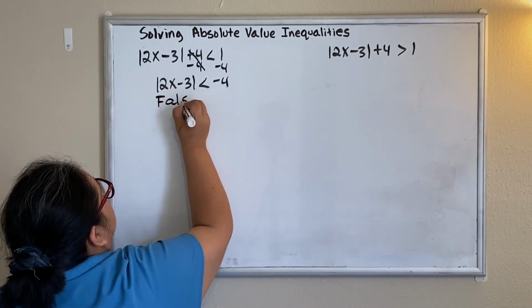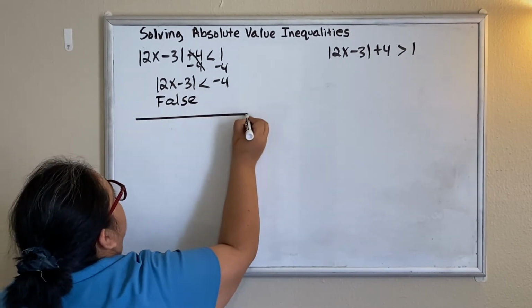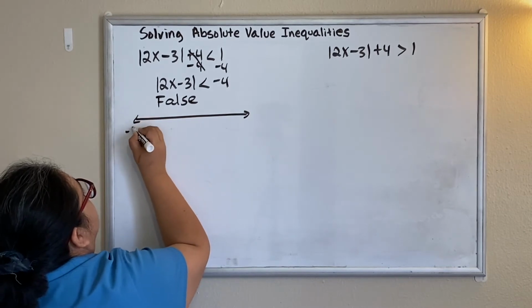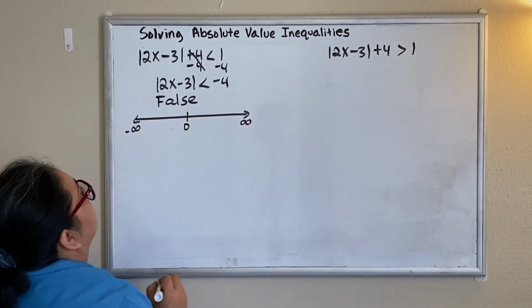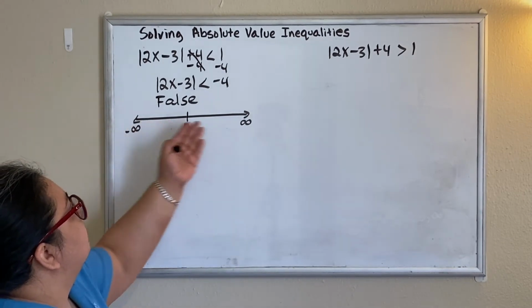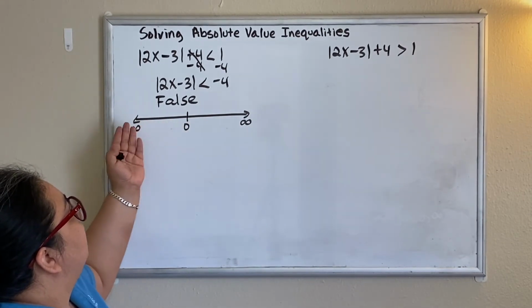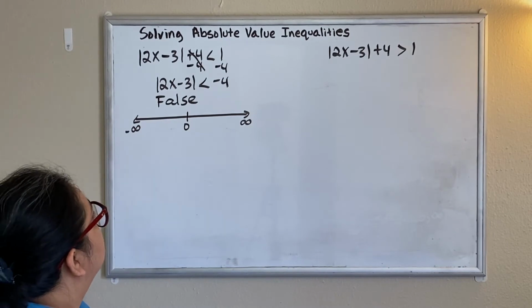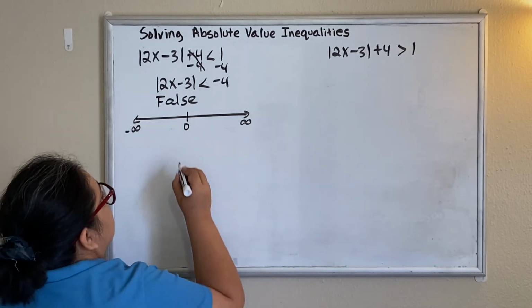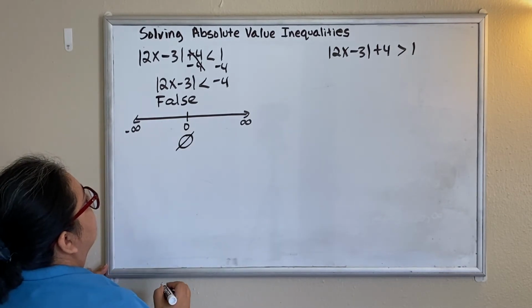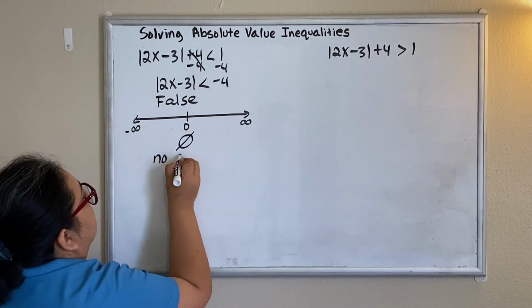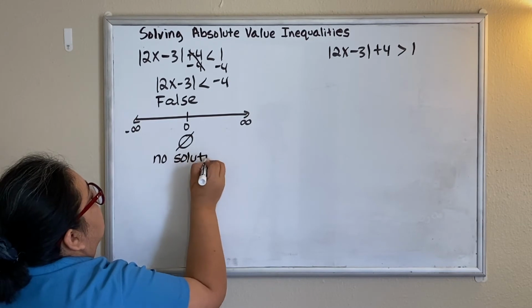This is false. So on my number line, when I try to shade negative infinity to infinity with 0 somewhere in the middle, I don't have any solution that would work. So my number line is going to be blank. So my interval notation here is going to be the empty set. So I have no solution.